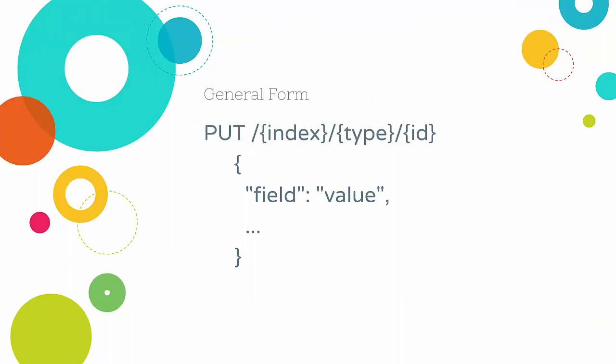We will now learn how to index a document. After this lecture, you will know how to index a document with custom ID. The general form we will use is PUT, after that the index, the type, and the ID. Remember that index is like a database, type is like a table, and ID is the unique identifier we have. And after that we will put our document as a JSON.